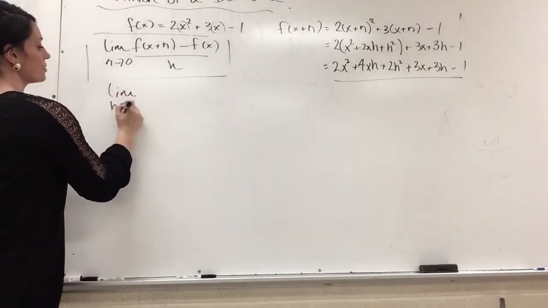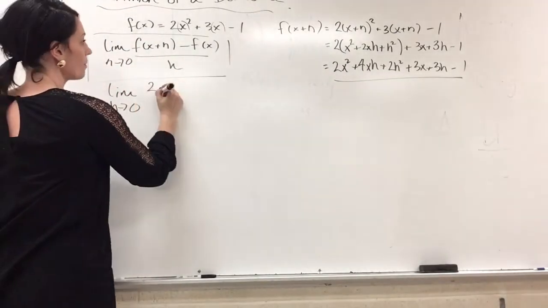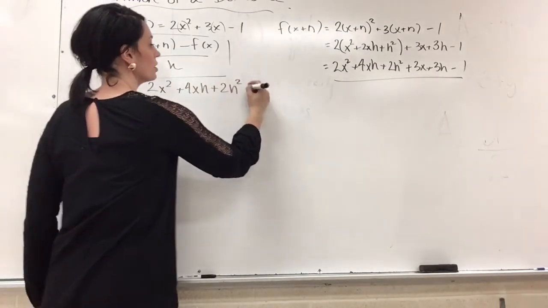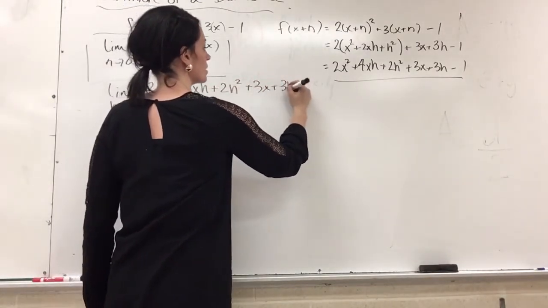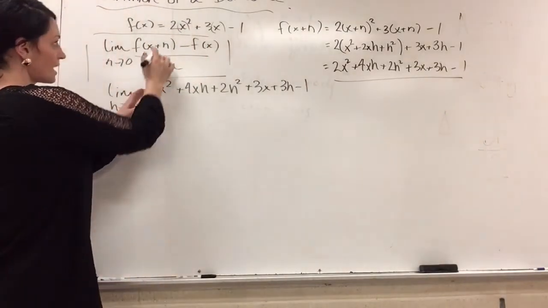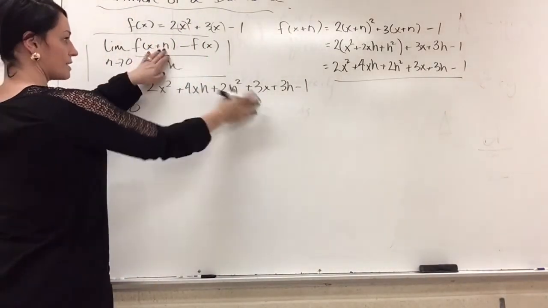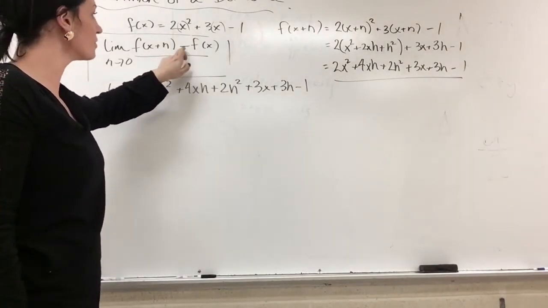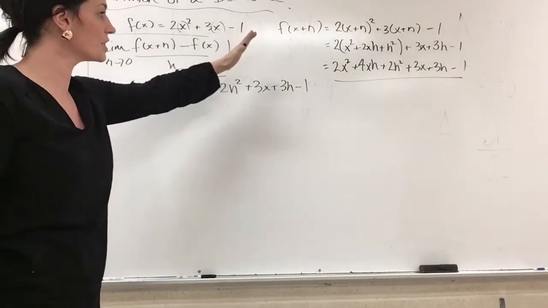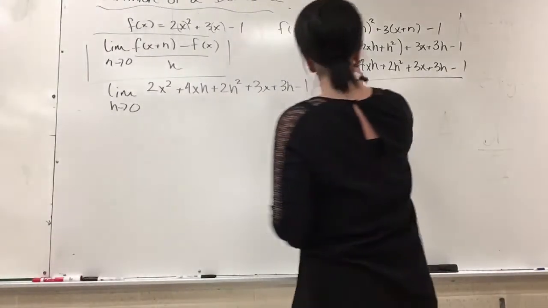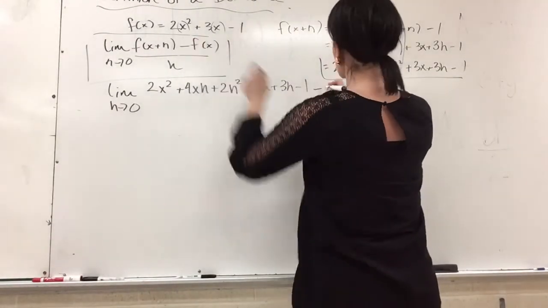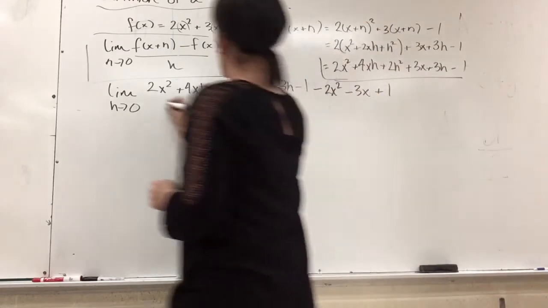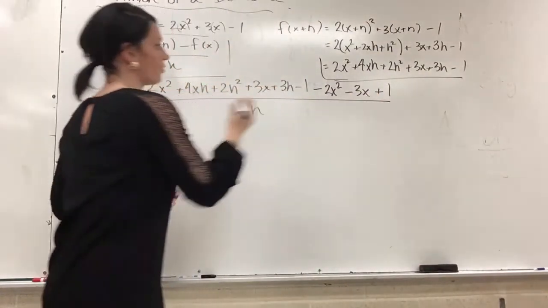So the limit as h approaches 0, I'm just going to copy over whatever f of x plus h is. That whole thing is replacing here. This is f of x plus h. Now I need to subtract f of x. What I need to be really careful of is that I'm subtracting the entire function, so I need to distribute the negative. So it's going to be minus 2x squared minus 3x plus 1, and that is all over h.